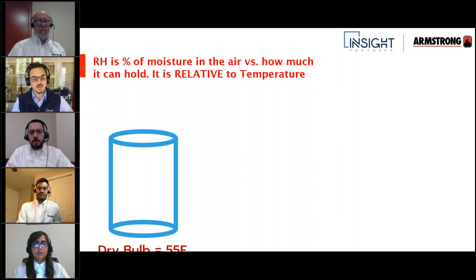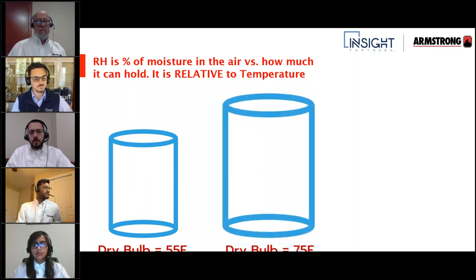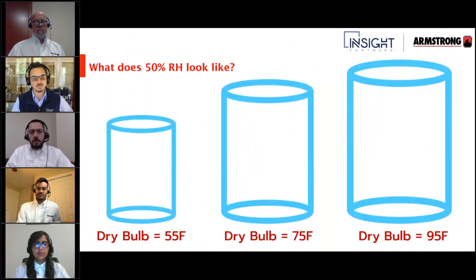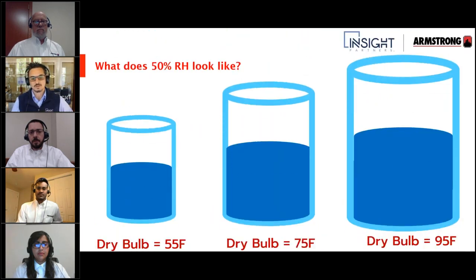So let's say you have a cylinder or volume of air at 55 degrees, and you heated that up to 75 degrees. You would imagine the volume would expand, and then we heat it again to 95 degrees to get this container volume of air. So you see those three different volumes of air there at different dry bulb temperatures. So what does 50% relative humidity look like? Well, it looks like this, right?